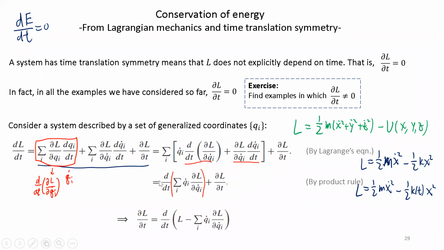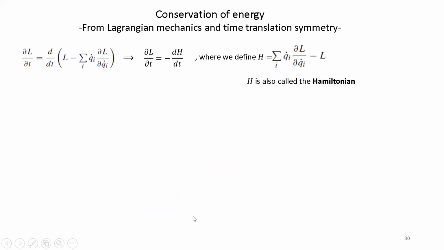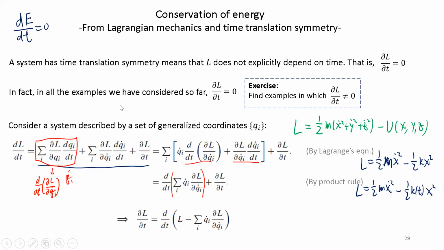So now I want to make this partial L partial t the subject of the equation. So this partial L partial t will be equal to d/dt of L minus this whole summation over here. Now I have this quantity, L minus something, which I want to show is in fact closely related to the energy of the system. This is nothing but repeating the last equation over here.